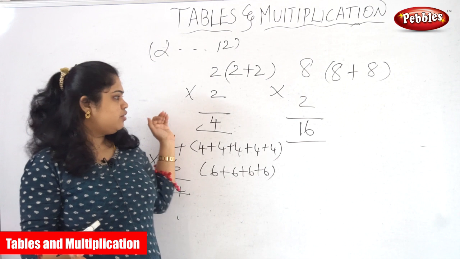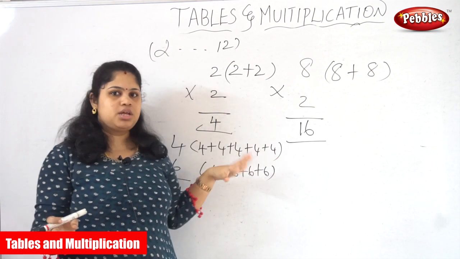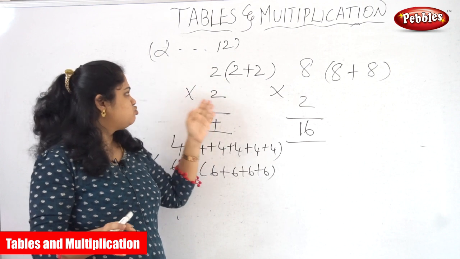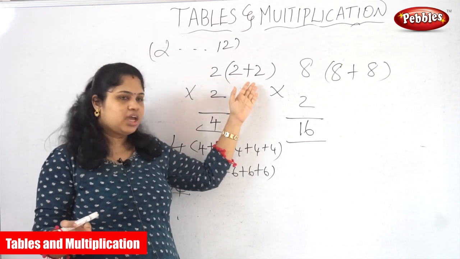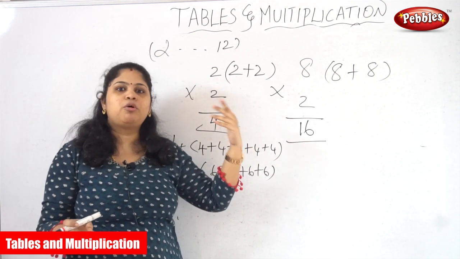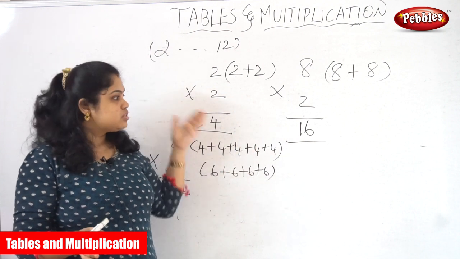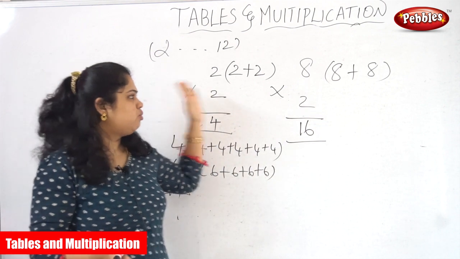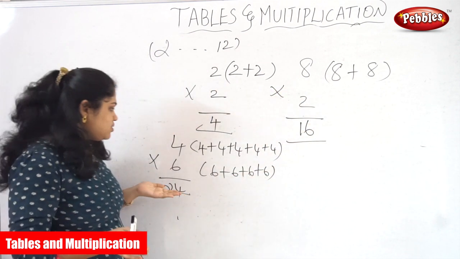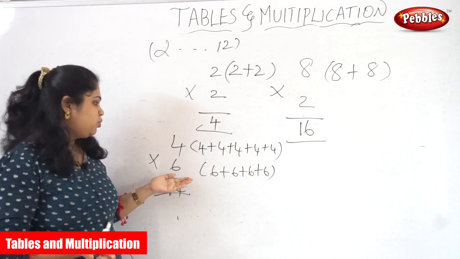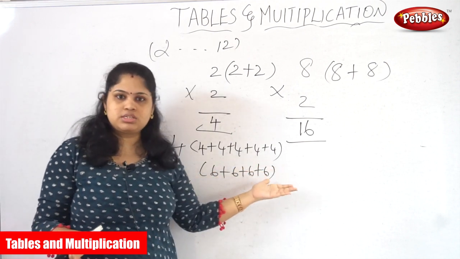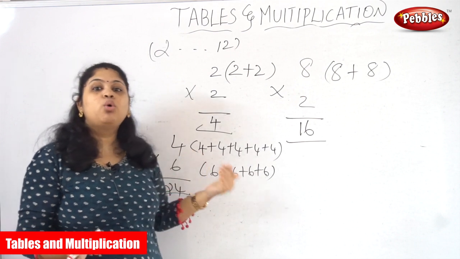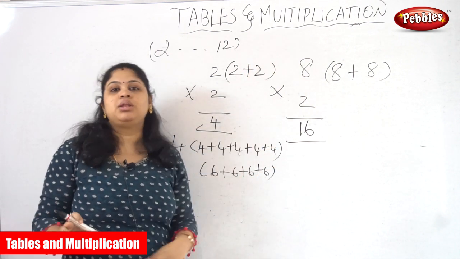Okay, so see, if you don't know the tables and you want to do the multiplication 2 into 2, if 2 comes 2 times, you are ready to perform the addition here. It is very easy: 2 plus 2 is 4. No problem. Then it comes like this: if you want to put 6 for 4 times or 4 for 6 times, and again you are performing the addition, then there is no use in studying multiplication.